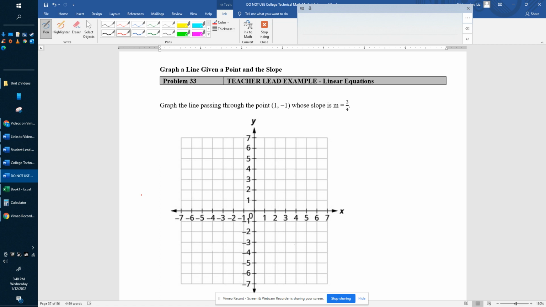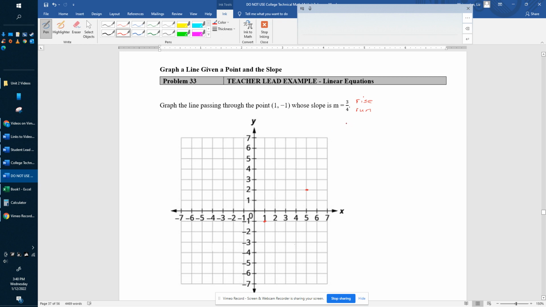Well, let's start by just graphing the point. We'll see if we can figure it out from there. So x equals 1, y equals -1. So that's where our point is. Now the slope is 3/4. That means that the rise is 3. It goes up 3 and then over 4. That's the run. So let's see. Up 3 over 4. And there it is. That's our second point. We can draw our line.